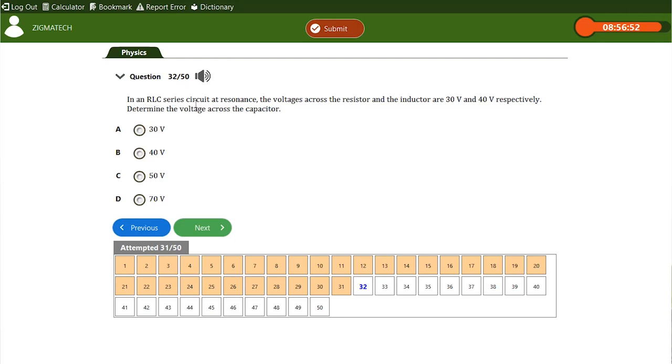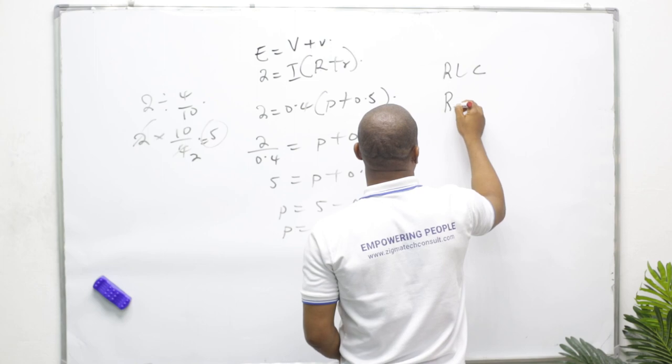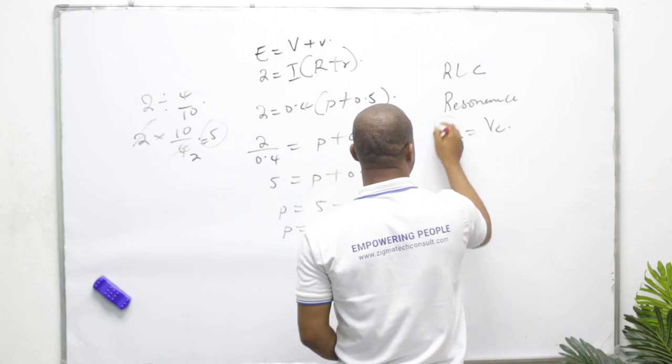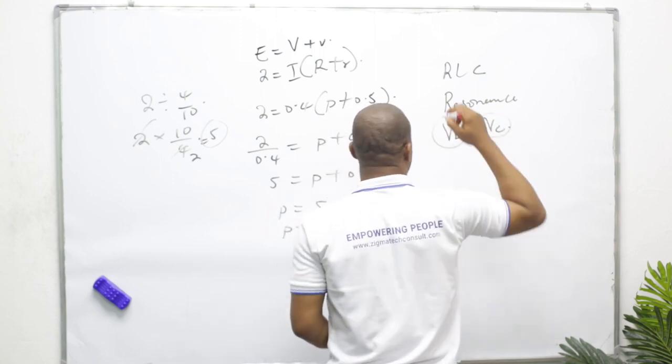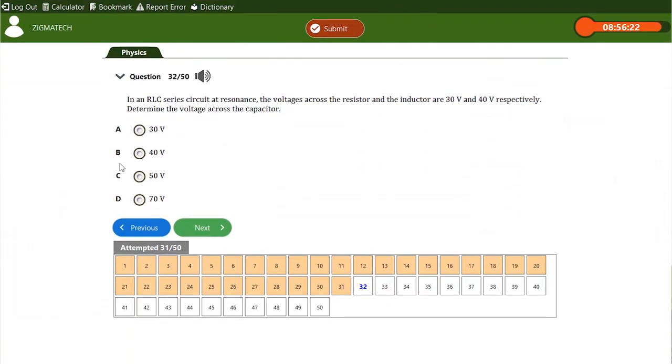In an RLC series circuit, at resonance, the voltage across the resistor and the inductor are given as 30 volts and 40 volts respectively. Determine the voltage across the capacitor. Whenever we talk about resonance in an RLC circuit, at resonance VL must be equal to VC. That means the voltage across the inductor must be equal to the voltage across the capacitor. So the voltage across the inductor is 40. Therefore, the voltage across the capacitor must be 40 at resonance.